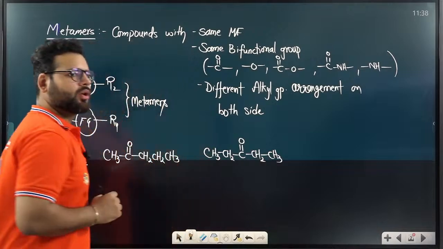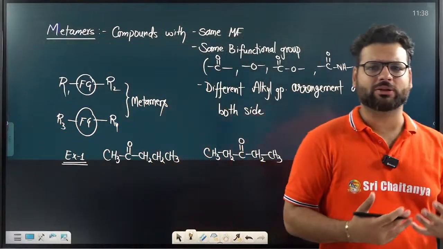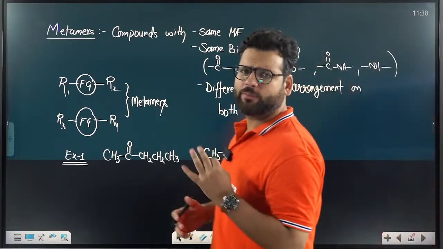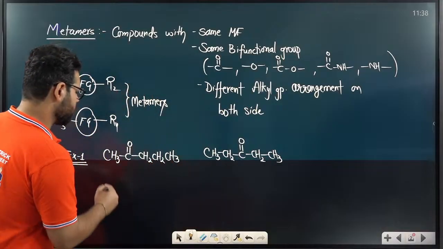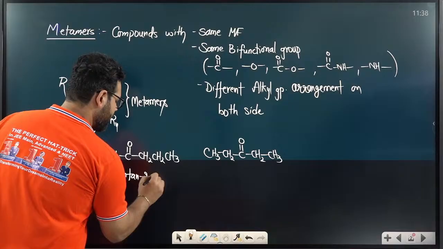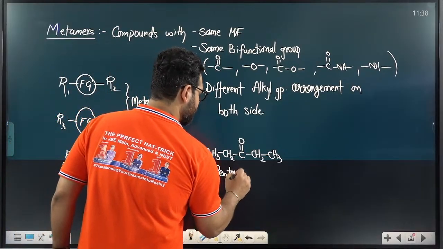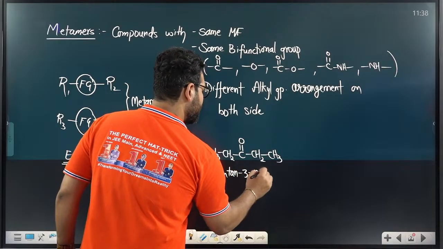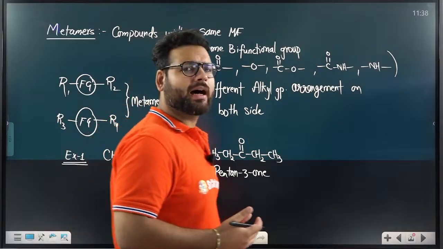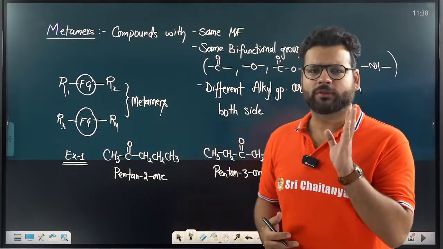Okay. So I know most of you will confuse it with positional isomerism as well. Because in positional isomerism, we have seen the functional group will have a different position. Here also, in pentane 2-one, the ketone is at second number. And here in pentane 3-one, the ketone is at third number. Now what should we answer? Are they position isomers or are they metamers? So the correct answer is both.